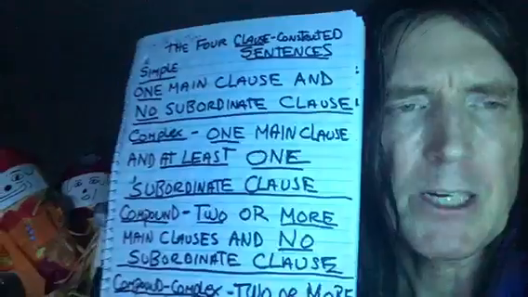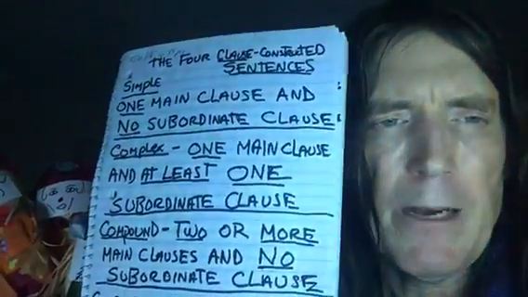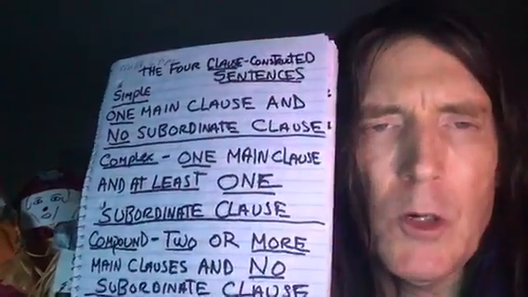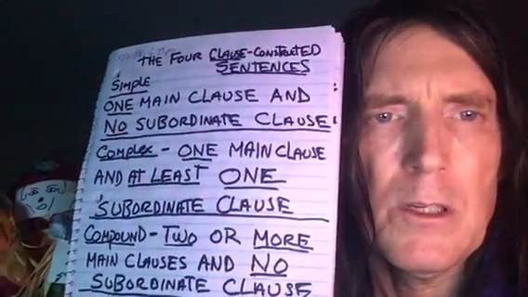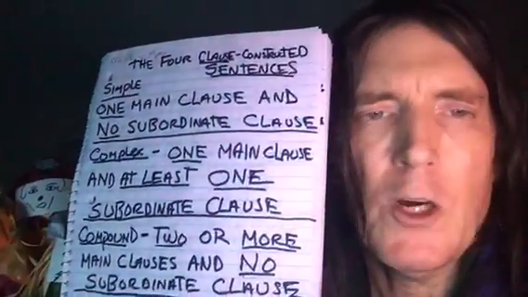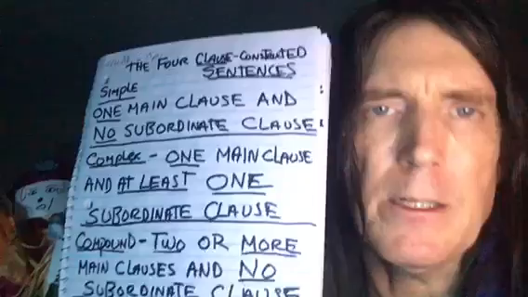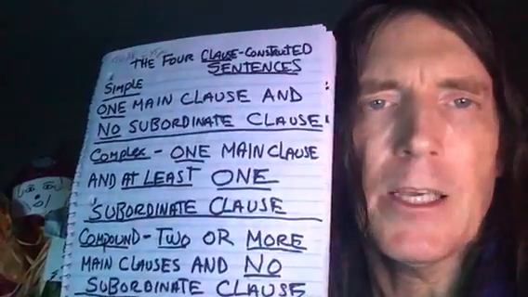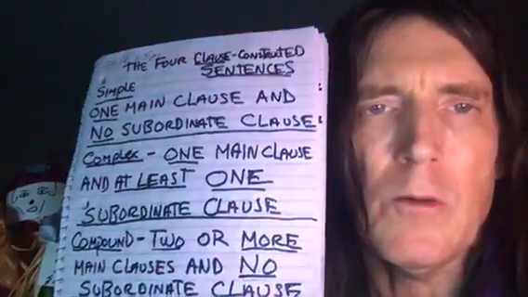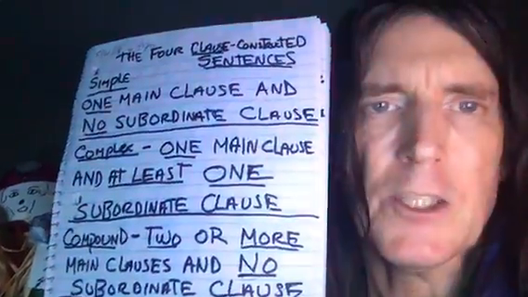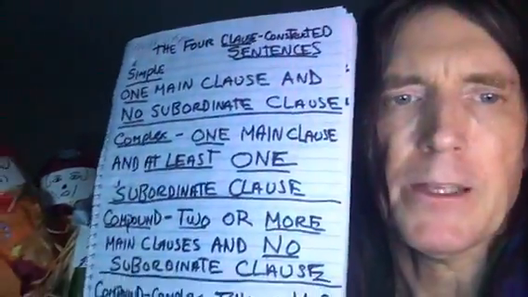Now you have a compound sentence, and you have two or more main clauses and no subordinate clauses. Johnny went home, so we had to stop playing. Those are two main clauses connected by the coordinating conjunction so, which connects two main clauses. Johnny went home, so we had to stop playing. There's a compound sentence right there.